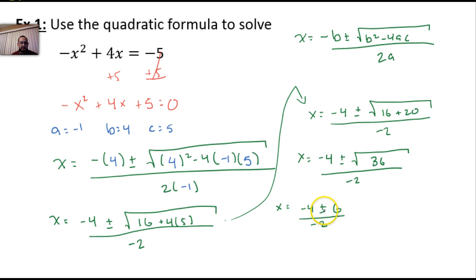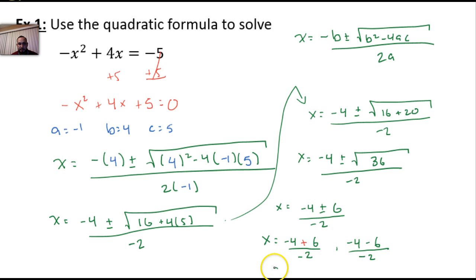Now this plus or minus, remember that that's two answers. So that really means x is equal to -4, and we'll do the plus first, plus 6 over -2, or -4 minus 6 over -2. Oh, and I forgot the negative here. So if we solve for both of those, we should get our roots.